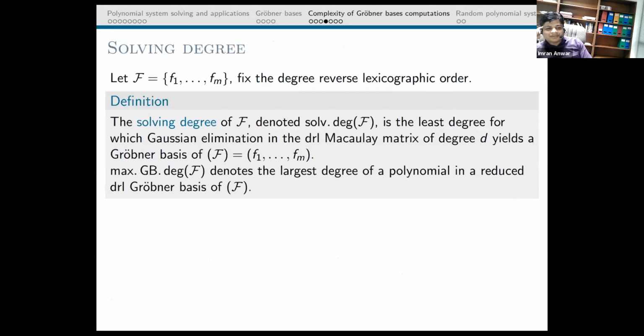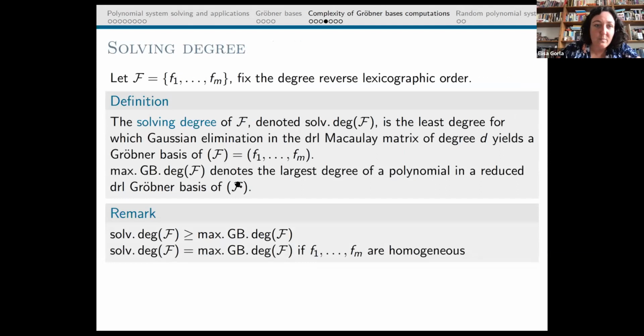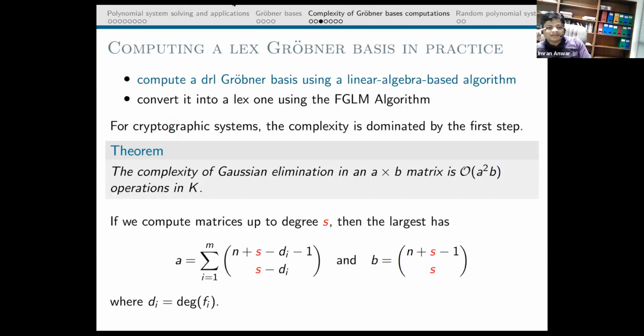Yeah, what is this M in the summation of A? Let me go back. Sorry, I don't know why I was not able to go back to the other slide. Okay, so this M is the number of polynomials in the system. And for each polynomial in the system, if the polynomial has degree di, I'm sorry, maybe this slide is not very clear. Yeah, no, it says here.